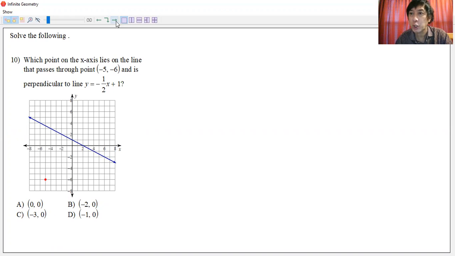So if we're going to assume a point on the x-axis, that will still be A0 again, knowing that the y values in the x-axis are all zeros. Now, this point and the given point, negative 5, negative 6, can now be used. And we're asked to get a line perpendicular to the given line.